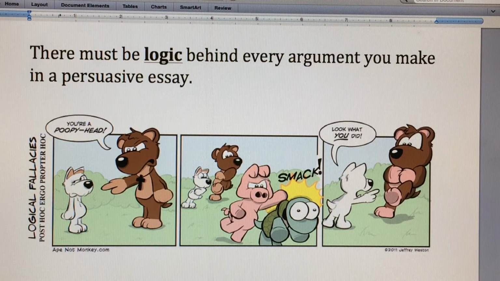So in this wonderful illustration, you have, I don't even know what this character is. Is it a bear? A dog? Talking to another animal saying, "You're a poopy head." And then right after that, this pig hits this turtle, and this animal says, "Look what you did." Now, that's not using logic. So this white animal here, is this a dog? I guess it's a dog. It's not using logic behind his or her argument that this bear caused this pig to hit this turtle.